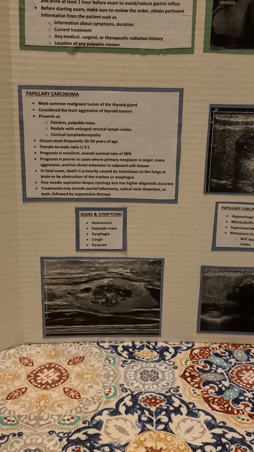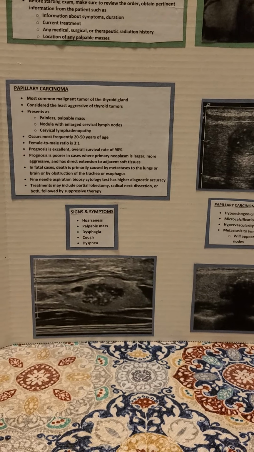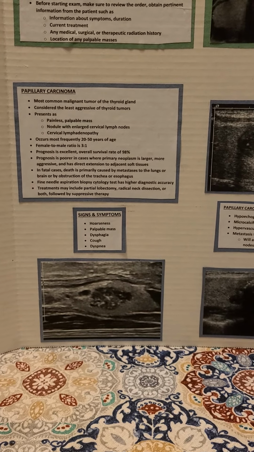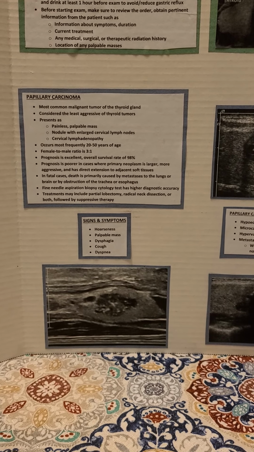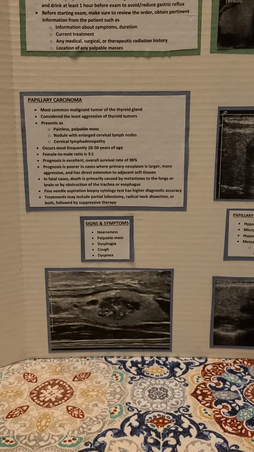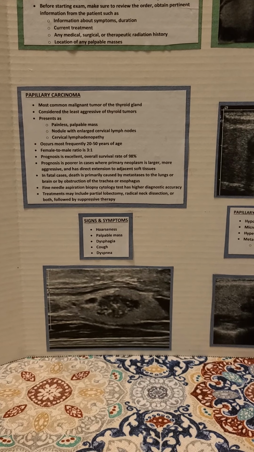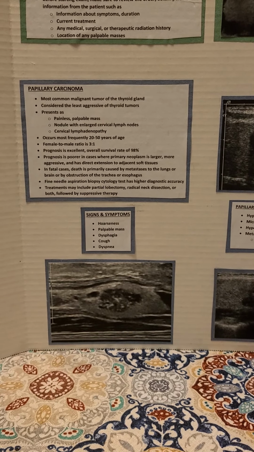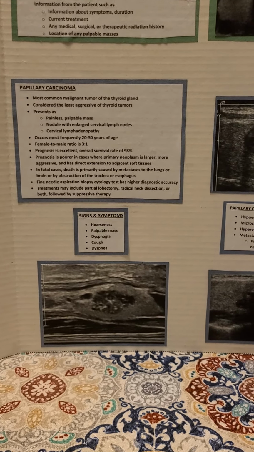Papillary carcinoma is the most common malignant tumor of the thyroid gland, and it is also considered the least aggressive of the thyroid tumors. It occurs most frequently between the ages of 20 and 50. The overall survival rate is 98%. Prognosis is poorer in cases where the primary neoplasm is larger, more aggressive, or has extended to adjacent tissue.